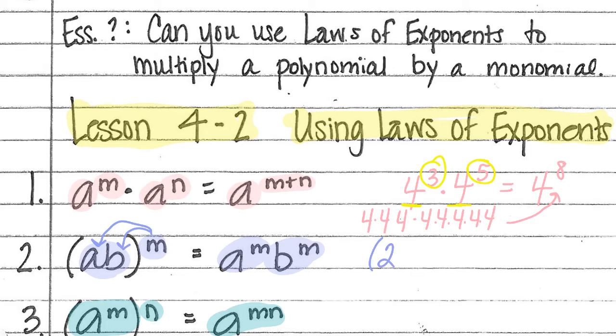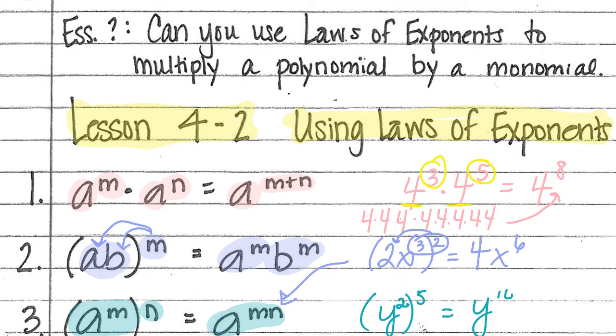Moving on, when I have 2x to the third, all of that squared, I'm going to take 2 squared, which is 4, and x cubed squared, which is x to the 6, because remember, this property right here tells us that when I have a power to a power, I multiply. All right, so let's use y: y to the second power all to the fifth power is going to be y to the 10th.